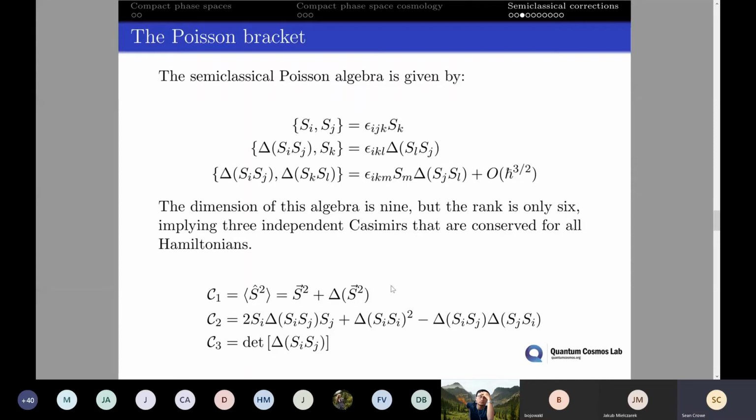For the most part, we can guess the first one. It's just the expectation value of the spin squared, which isn't surprising because this Poisson commutes with all Hamiltonians formed by spins. The other two were found by brute force methods, just using Mathematica scripts and hand calculations. The most interesting one is C3, which is the determinant of the covariance matrix. So this is like the volume of the wave packet in spin space, if you like. We can use this as a measure of semiclassicality, and it's conserved for all time. So that's a useful thing to know.